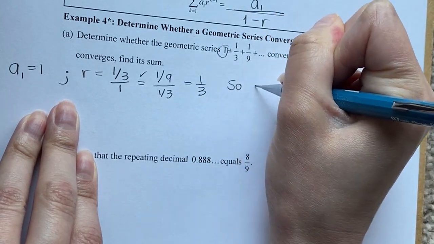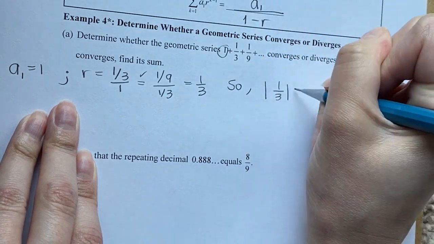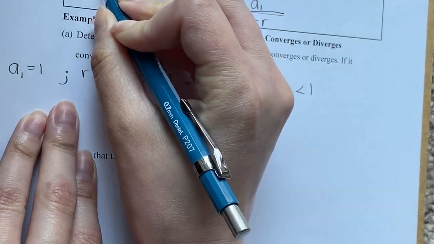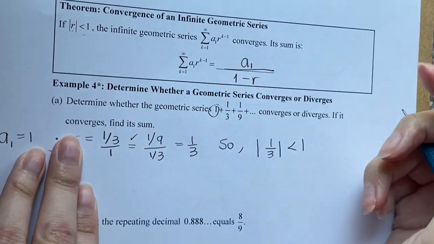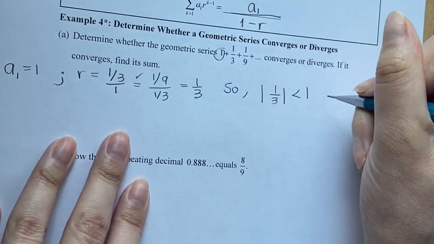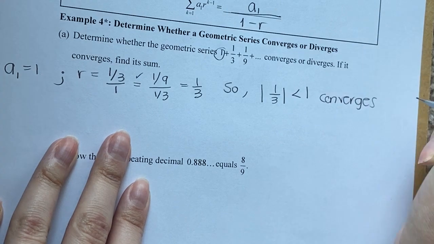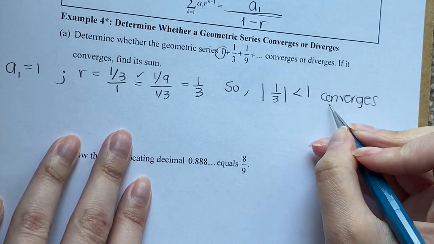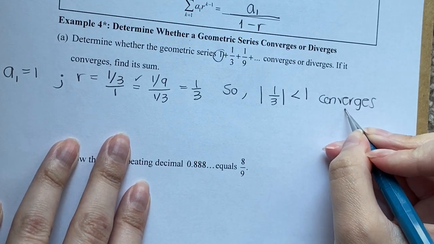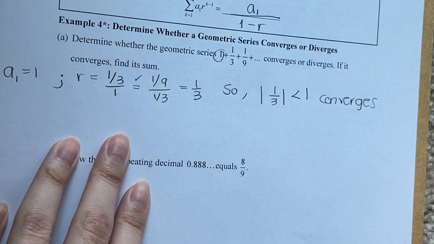So what do you have? The absolute value of 1 over 3 is indeed less than 1. If it's less than 1, what can we conclude? That it converges. So what's going to be this sum? When something converges, it means that it's finite. It's going to add up to some number.